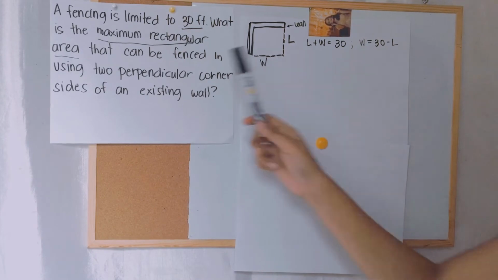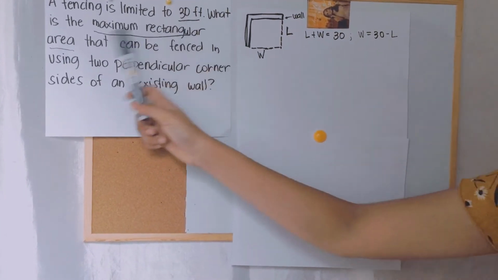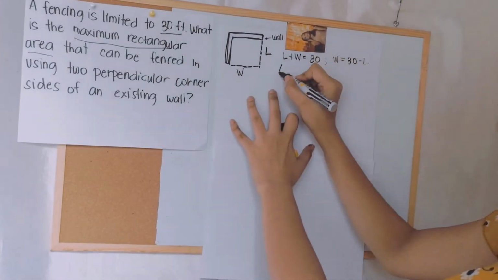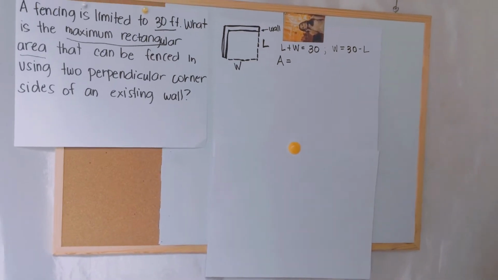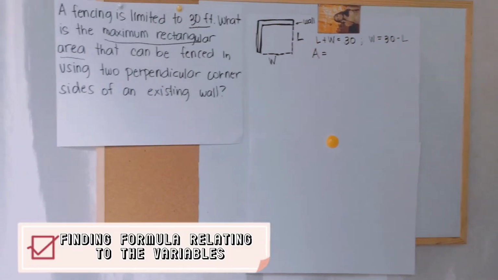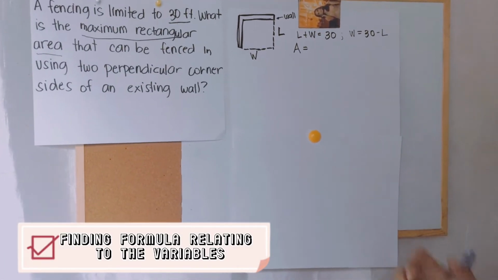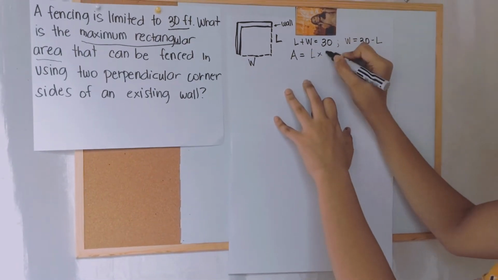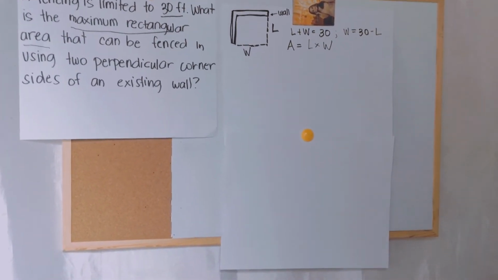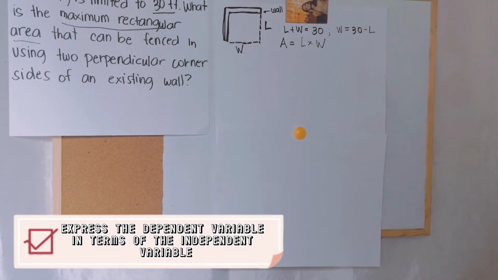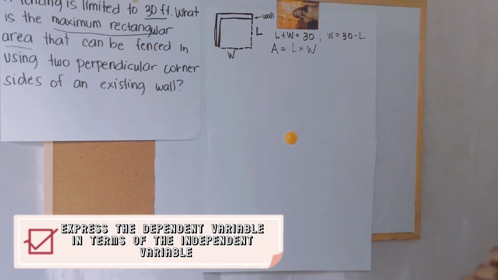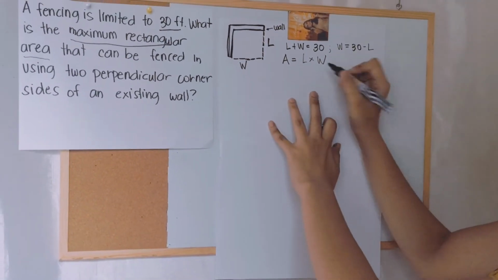And also, according to the problem, we are finding for the rectangular area. And of course, we will be using the area formula. So that is for the third step, finding the formula relating the variables. So the formula is area is equal to length times width. That is the formula of the rectangle. Next is to express the dependent variable in terms of a single variable, the independent variable. So we have the value of w, which is 30 minus L.